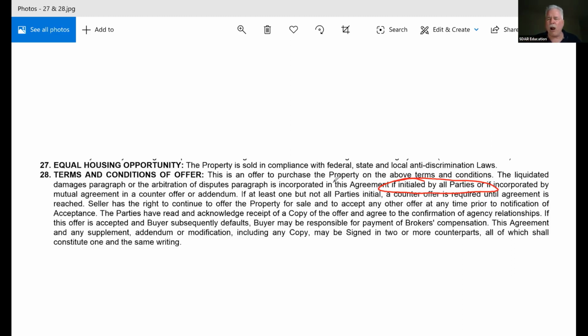powerful. Arbitration, listen, I wouldn't initial arbitration. I like going to court. Crazy, I like going to court. But it's your client's decision, not yours. So why are you requiring them to do it? Check with your broker and get your broker's advice. Do we want them initialing liquidated damages? Do we want them initialing arbitration? But you have to understand the concept.